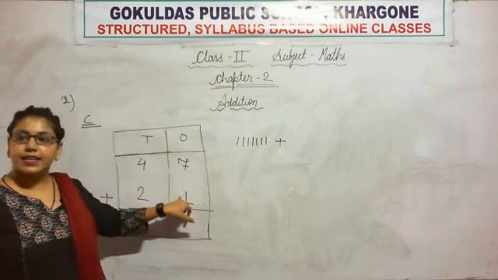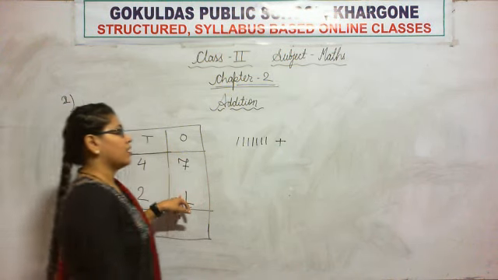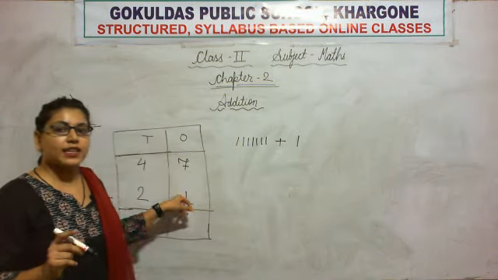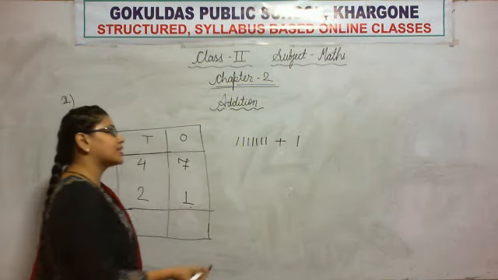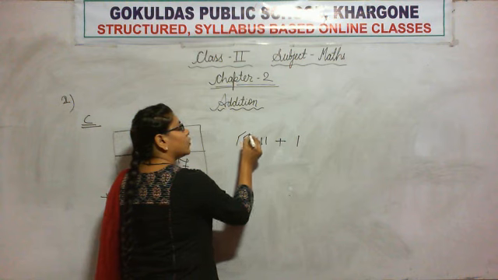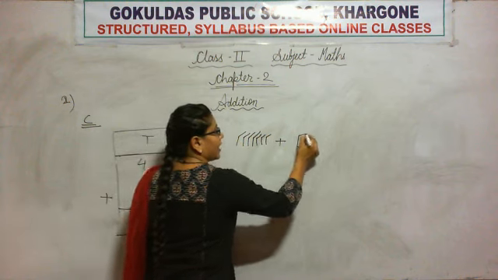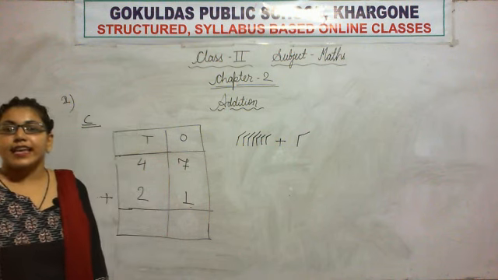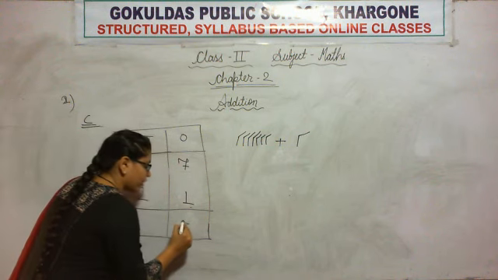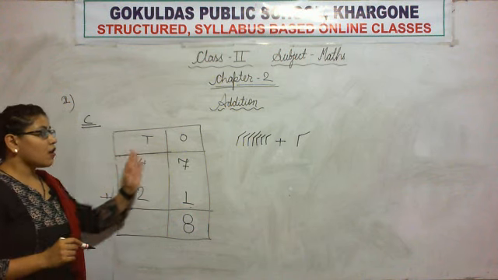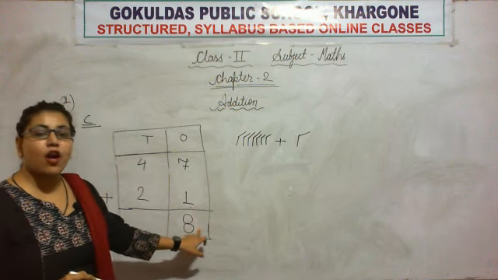Now the next digit is 1. So how many sticks will we draw? We will draw 1 stick. So let's count how many sticks are there. 1, 2, 3, 4, 5, 6, 7 and 8. 8 sticks are there. So we are going to write digit 8 here. Okay, now we have dealt with this ones column.